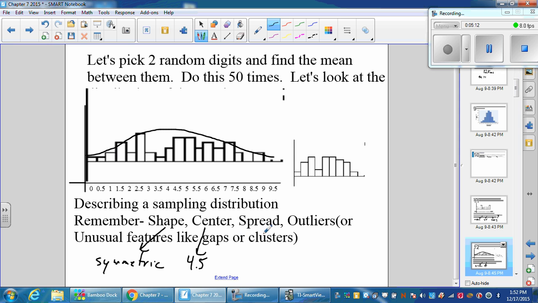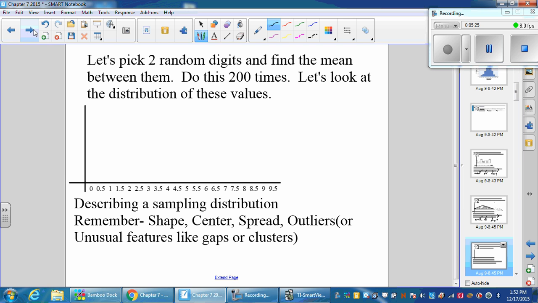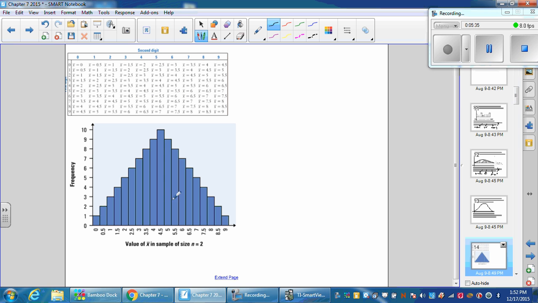The spread, now it still goes from 0 to 9, so I would say the range is 9 still, and still we don't have any outliers. Now if we did this 200 times, it's going to get even more rounded like that, and it will look something like this. This is the theoretical. So if you wanted to find out all the different possibilities, this is what it would look like. So your samples will get closer and closer to that distribution.